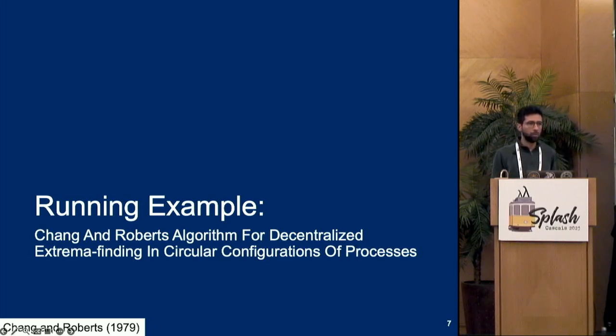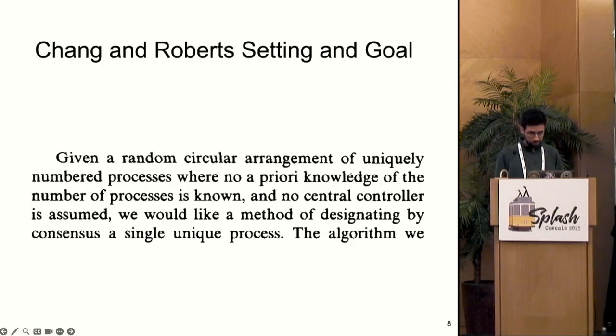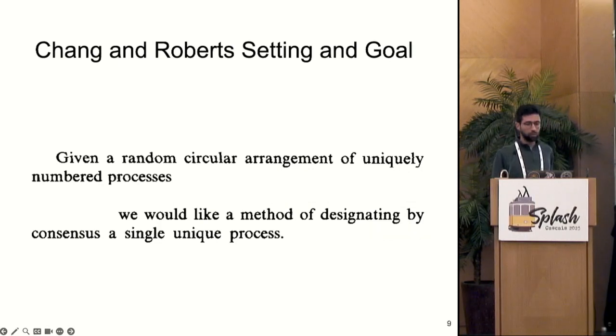To make it a bit more concrete, we're going to look at an example. This is from a publication from 1979 that I'll call the Chang and Roberts algorithm. It's a really nice paper. I'm going to pull out basically two paragraphs that summarize the algorithm really well, so we can get rid of a little bit of noise here.